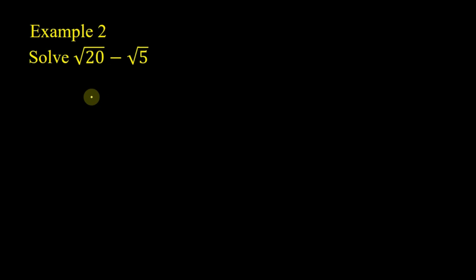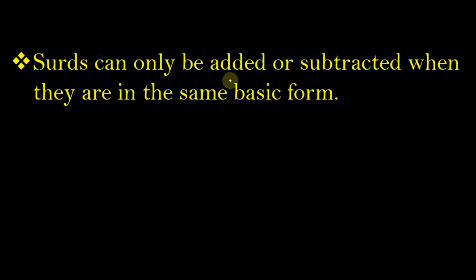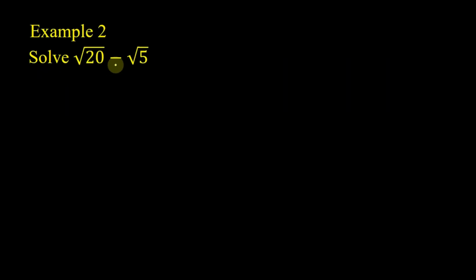And this is from what we said before, that surds can only be added or subtracted when they are in the same basic form. If you look at these two surds, they are not in the same basic form, and so we cannot subtract them. So for us to subtract them, we will have to simplify them so that we can get them to the same basic form.